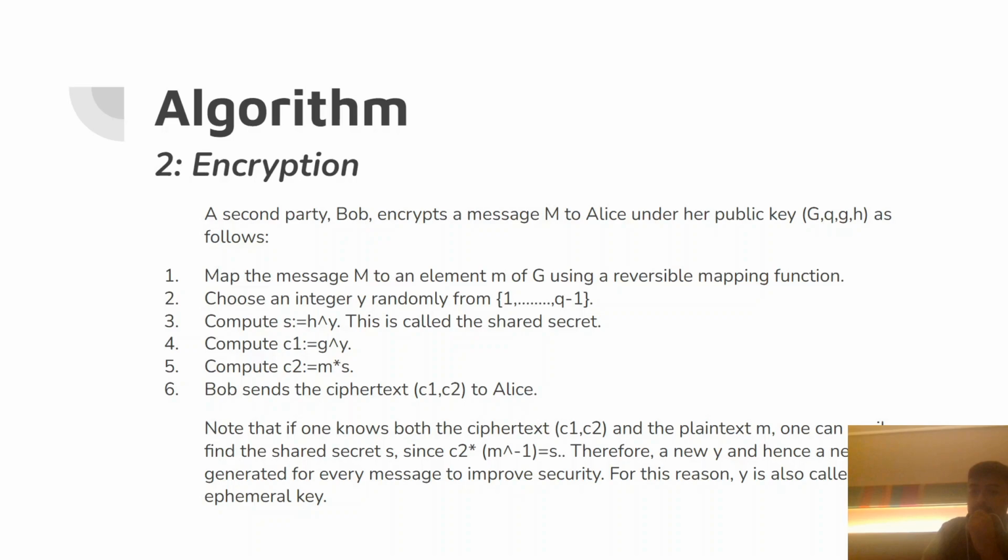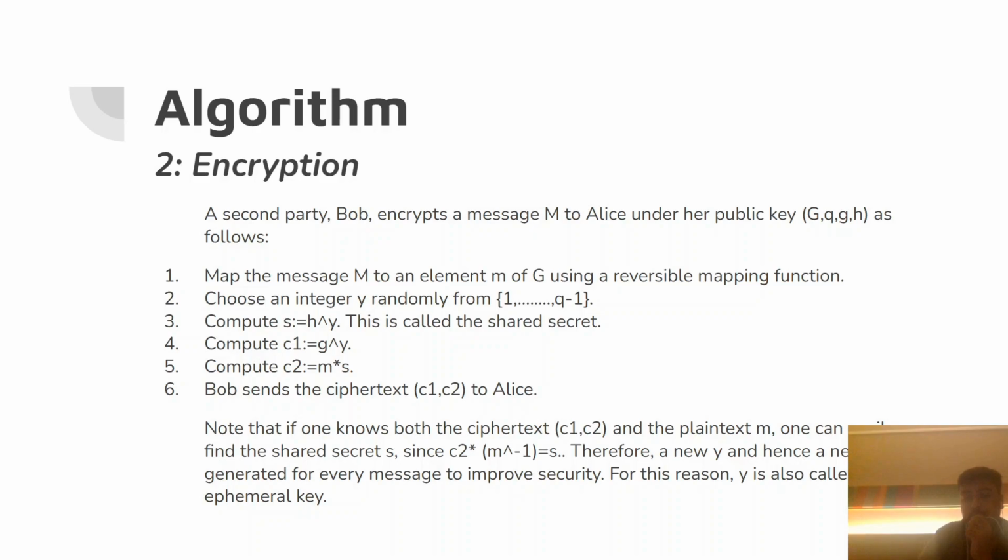After that, he computes c1, which is g raised to the power y, and then c2, which is m into s. Then Bob sends the ciphertext (c1, c2) to Alice. Note that if one knows both the ciphertext (c1, c2) and the plaintext m, one can easily find the secret s, since c2 into m raised to the power of minus 1 is equal to s.